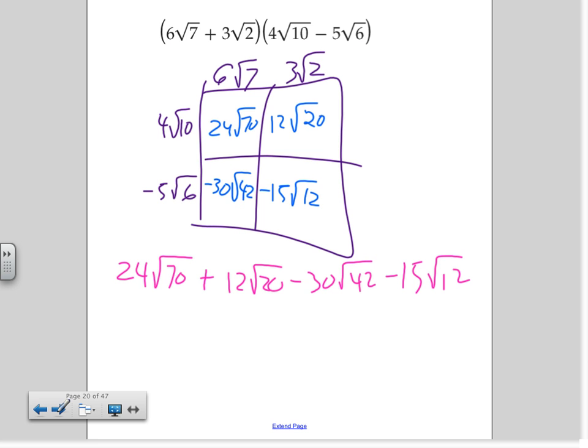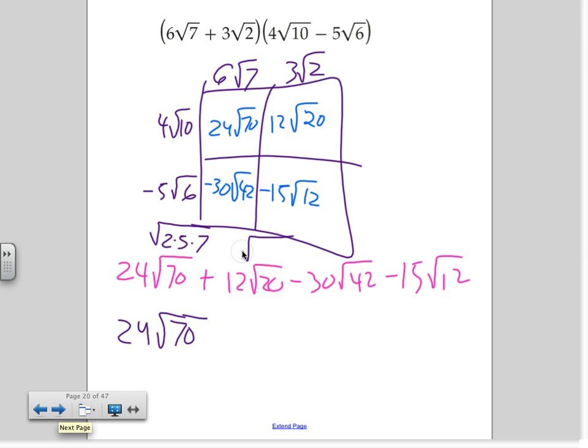So let's take a look at rad 70. If you break down 70, don't you have 10 times 7? But we know that 10 is 2 times 5, and 7 is just 7. And clearly, there's nothing here that you can pull out. So this will stay as is. Agree? Move on to 20.